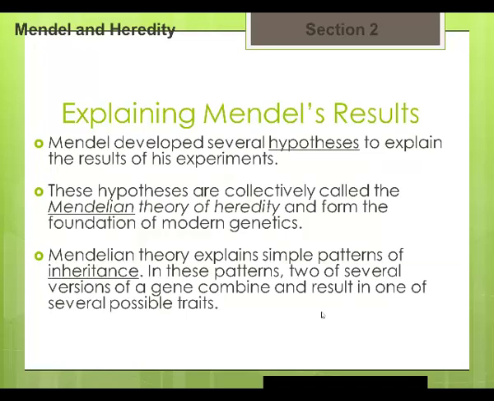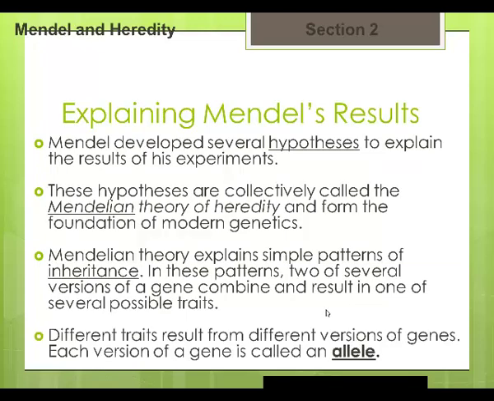So explaining Mendel's results. Mendel developed several hypotheses to explain what happened in his experiment. Collectively, those hypotheses are called the Mendelian theory of heredity, and they help to form what we know today as modern genetics. It helps to explain simple patterns of inheritance, so how we get the traits that we get from our parents. And in those patterns, we get two of several versions of a gene, and they combine and result in one of several possible traits.